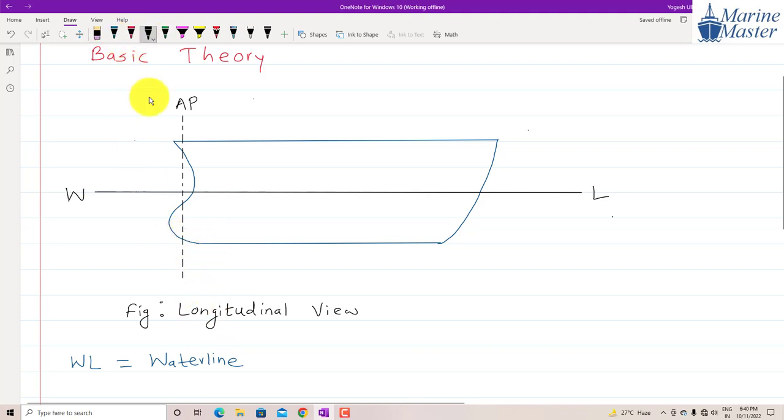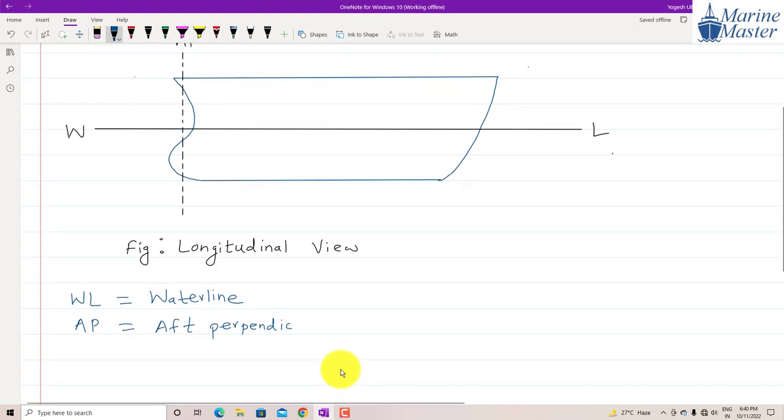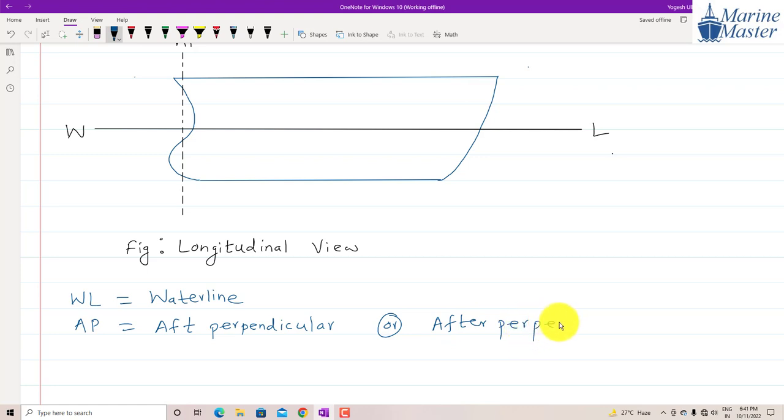AP. And what is meant by AP? AP means aft perpendicular, that is the aft side of the ship. Aft side means back side. So aft perpendicular. AP stands for aft perpendicular, or we will say after perpendicular. Try to see the meaning of each and every word. So we got the meaning of AP.